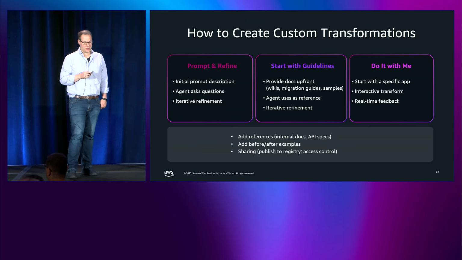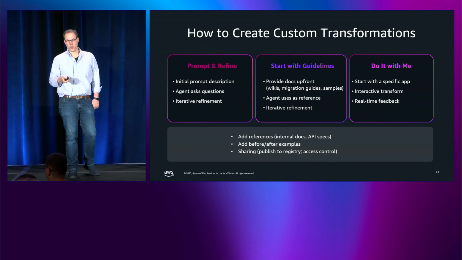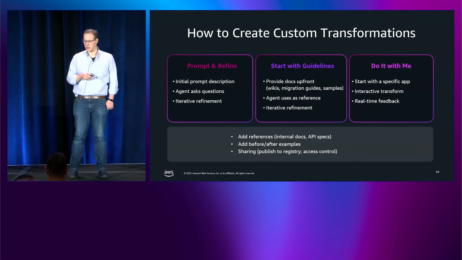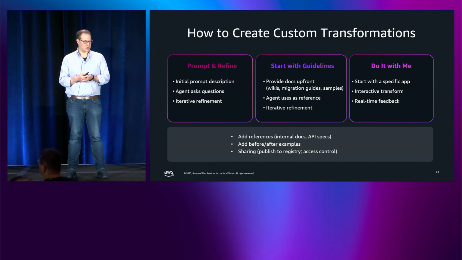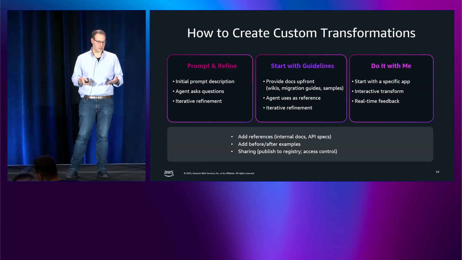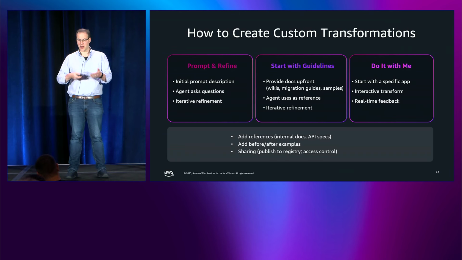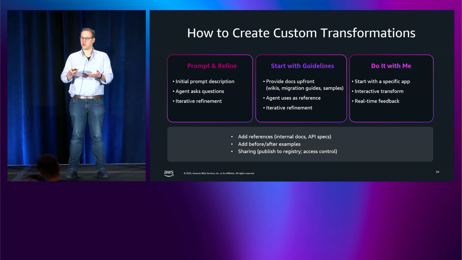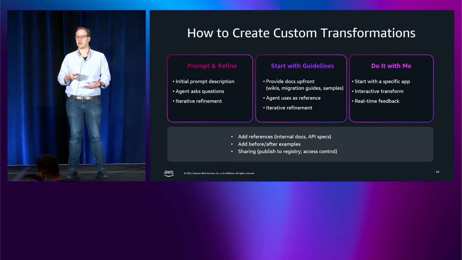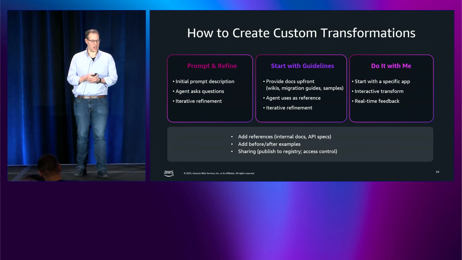There are multiple ways you can create custom transformations using AWS Transform. These are some of the ways that we usually propose. One is prompt and refine. You can start with a simple prompt. The agent will ask some questions about what you want to do, and after you have a first transformation definition document, you can iterate on it depending on some samples and your examples.